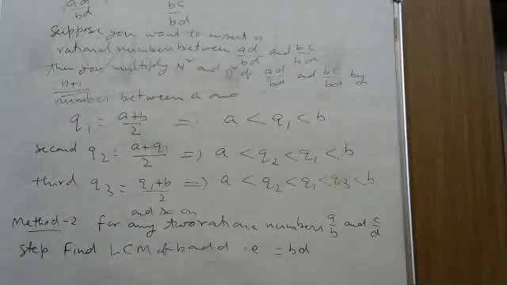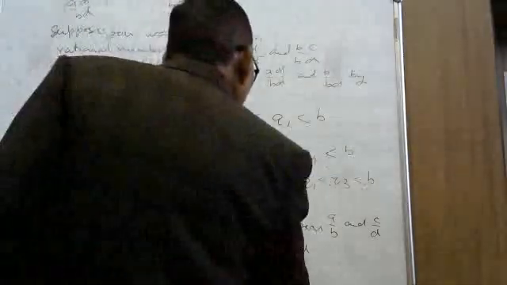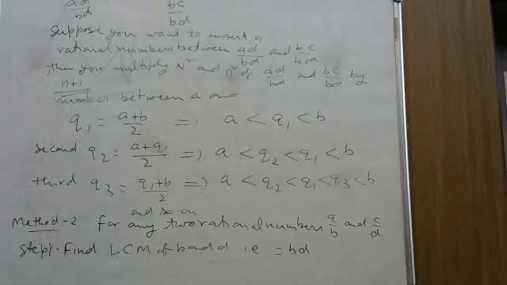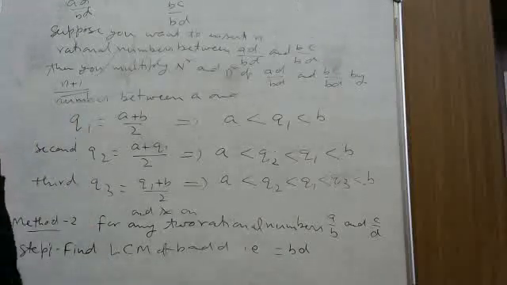Now second method I am repeating again. For any two rational numbers A upon B and C upon D, step 1, find LCM of B and D, that is BD. Now you have to make the denominator of both the rational numbers same. So you multiply numerator and denominator of the first rational number by D and the second rational number by B. And after that, suppose you want to insert n rational numbers between AD by BD and BC by BD, then you multiply numerator and denominator of AD by BD and BC by BD by n plus 1. In this way, by this procedure, you can get n rational numbers between two given rational numbers.